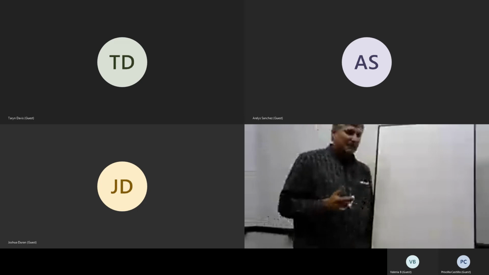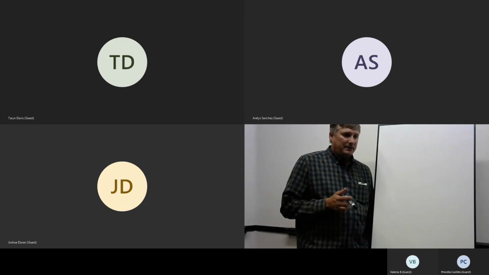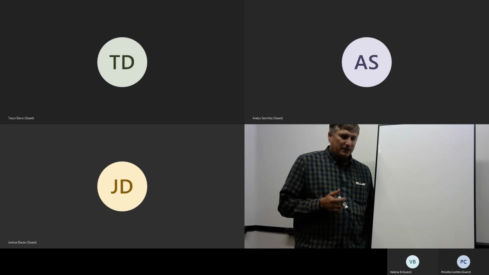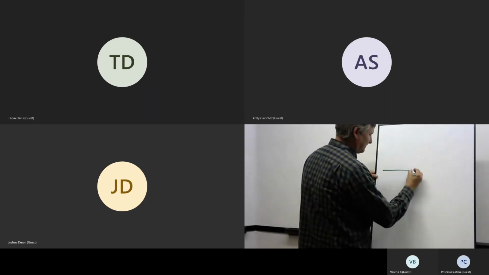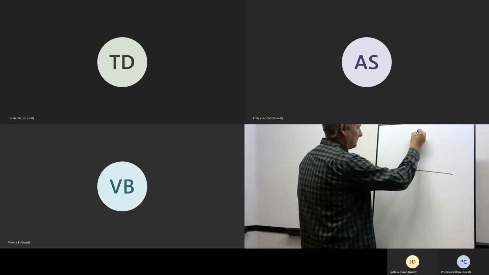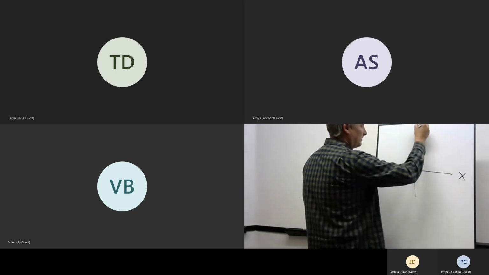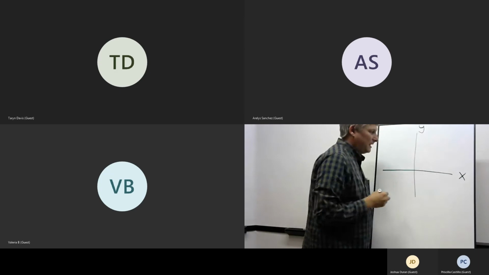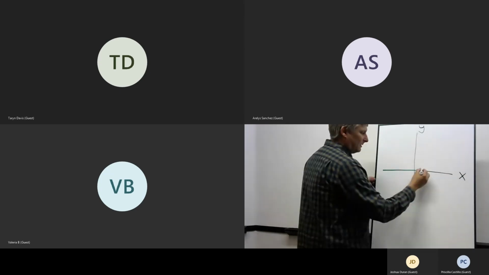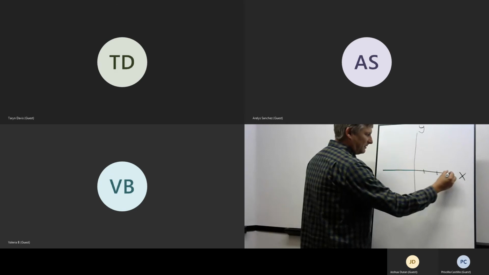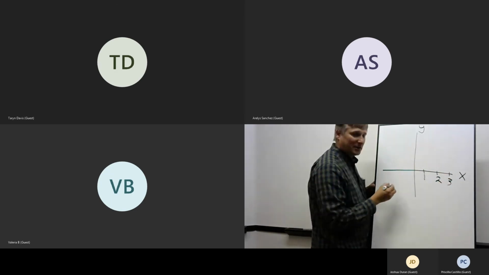So what we looked at last time was graphing. And the idea of graphing was that we have this XY plane. And we came up with this way of plotting points. Now this plane, it's two number lines that cross each other.